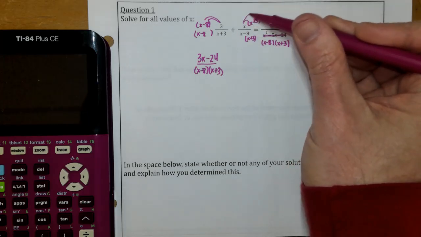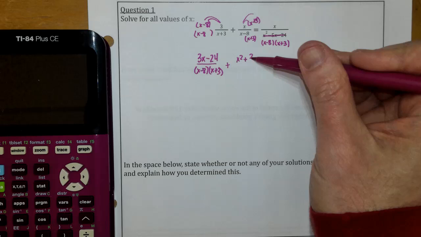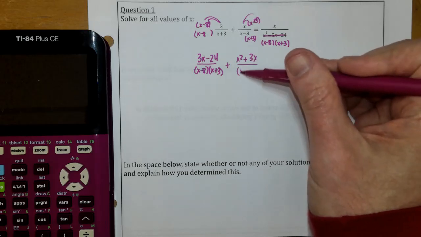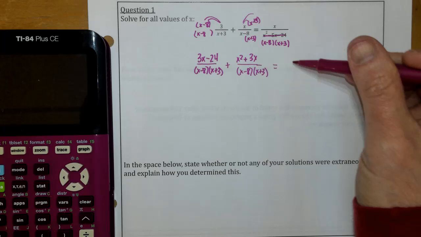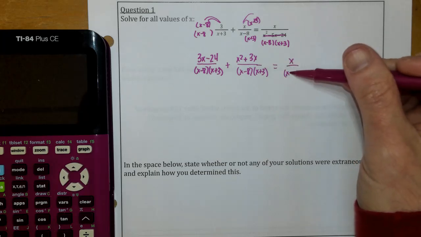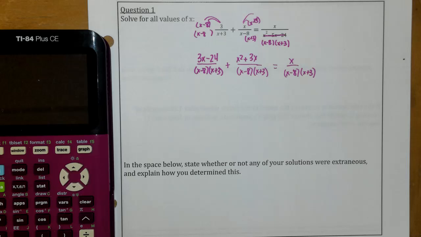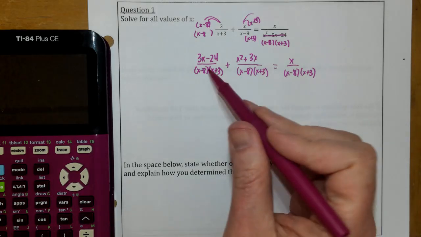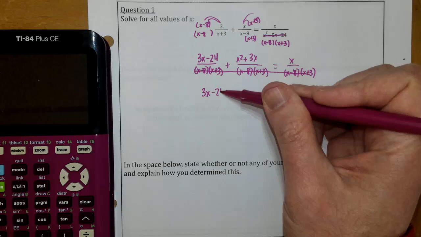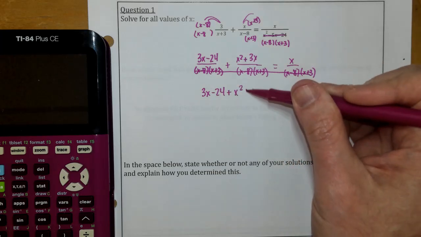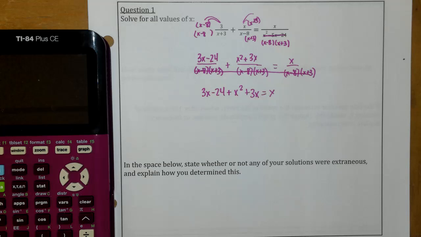This one, I've got to distribute the x, and we get x squared plus 3x all over x minus 8, x plus 3. And this one doesn't change. Now all of our denominators are the same, so let's cross them off, and we end up with 3x minus 24 plus x squared plus 3x equals x. I'm going to solve this.